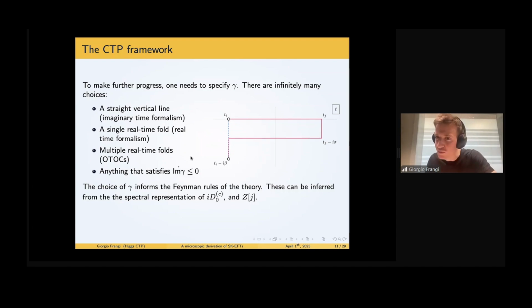It may not be straightforward because there are some non-uniqueness theorems on these analytic continuations. I'm not sure it answers your question. Anyway, once you land on your favorite choice of time contour, you can just plug it into the expression of the previous page, and you can calculate the Feynman rules of the theory. From now on, I'm going to pick gamma to be the single real-time fold, so this red contour up here.